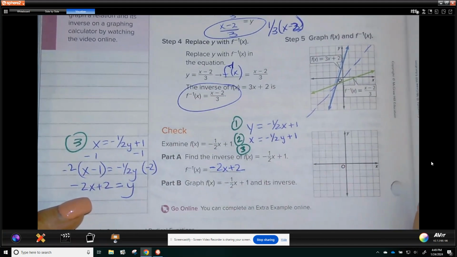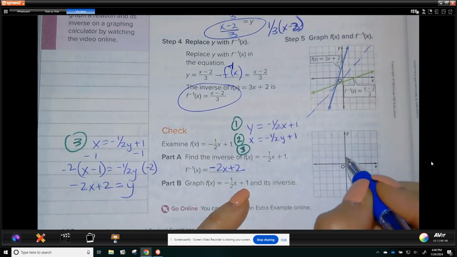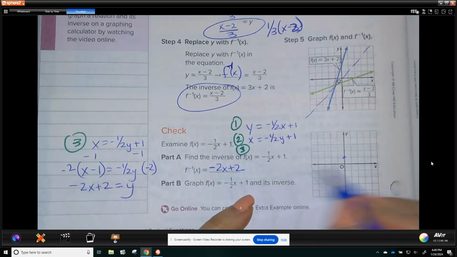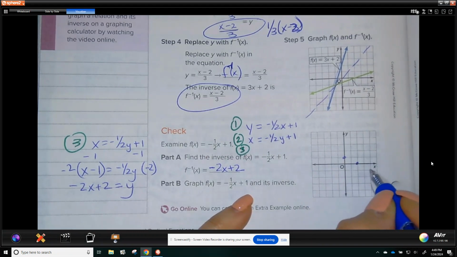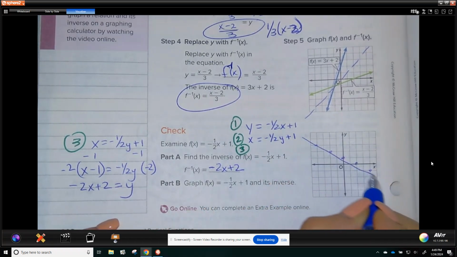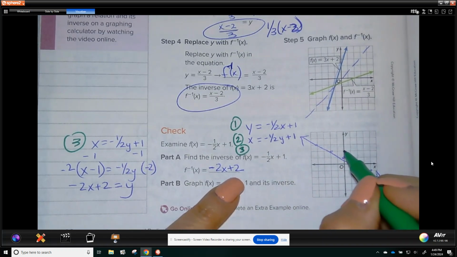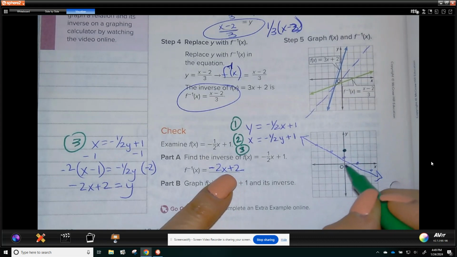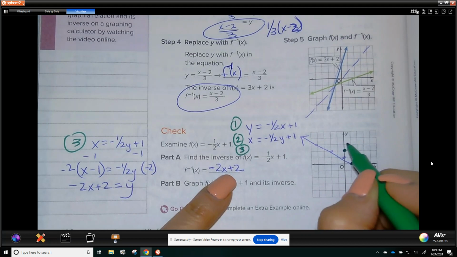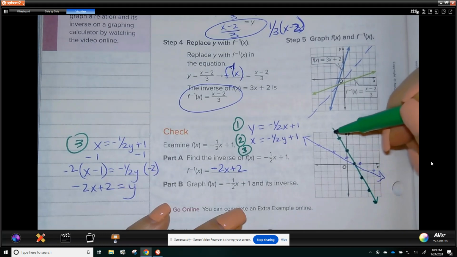Let's graph them both over here. So I'm going to use blue for the original. So this is 1. My slope is down 1, right 2. Down 1, right 2. Up 1, left 2. Here's my original. Oops, sorry, I didn't go through my dots. This is my new function, my inverse. So I'm going to go down 2, right 1, down 2, right 1, down 2, right 1. I went through all the dots.